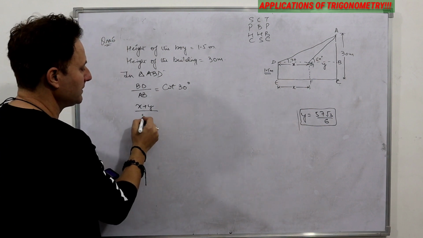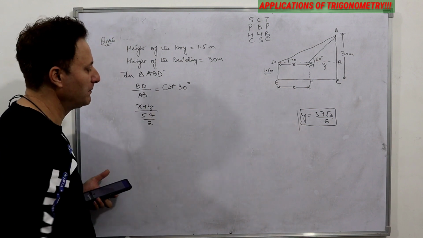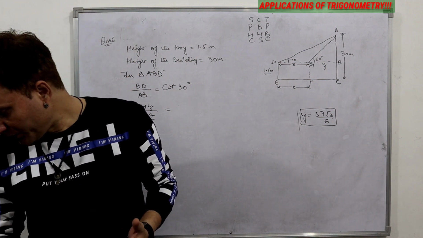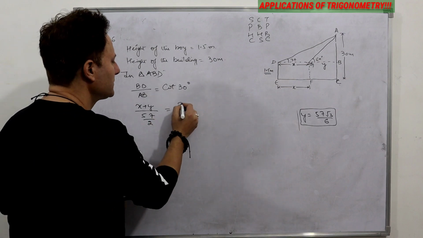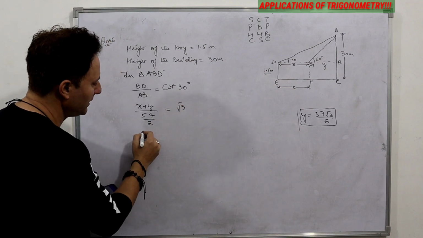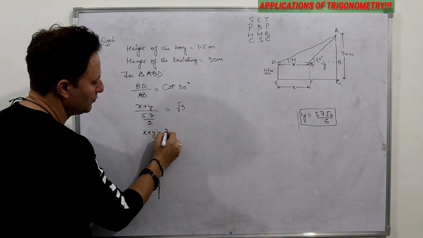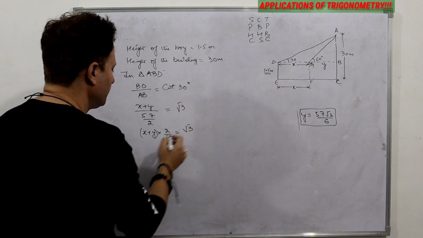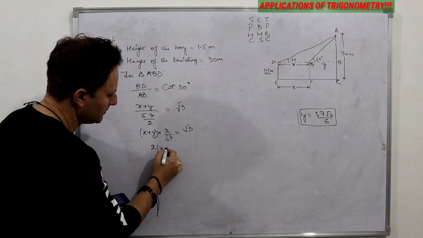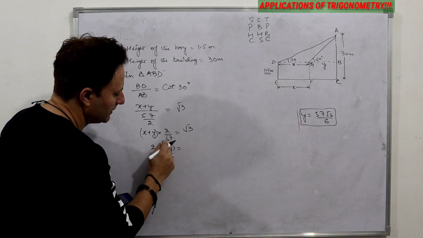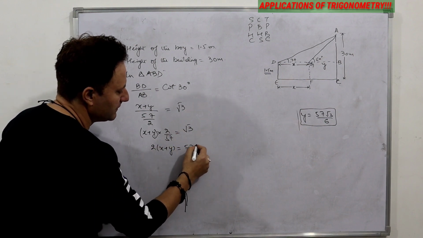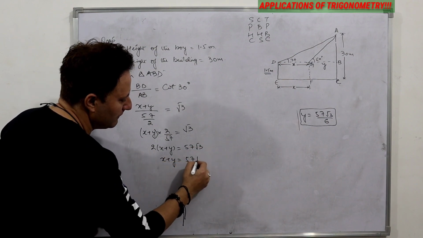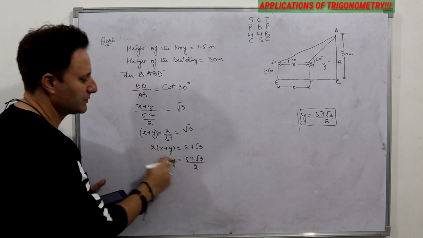AB was 57 upon 2, remember? And then cot 30. The value of cot 30 is root 3. So let's take the value root 3 here, reciprocating it, it is x plus y into 2 upon 57 is equal to root 3. Now twice x plus y is equal to, this 57 goes that side, that is 57 root 3, and x plus y is equal to 57 root 3 upon 2. So this 2 goes there.